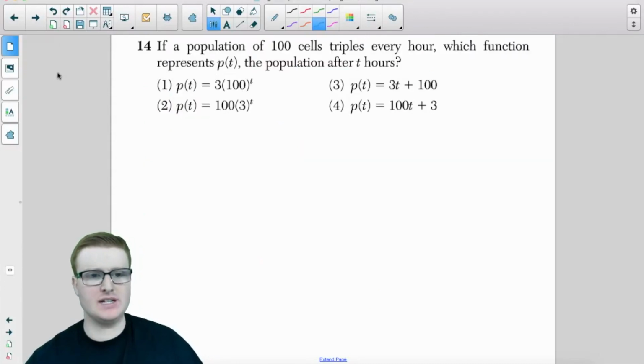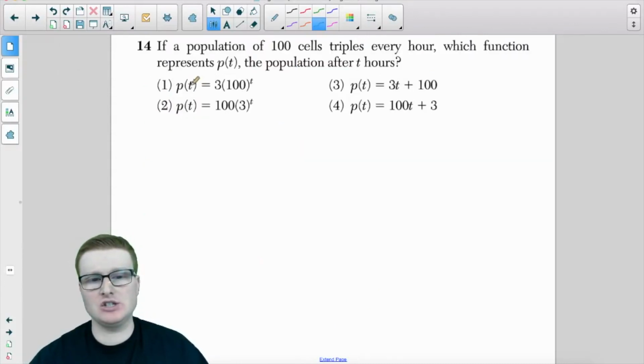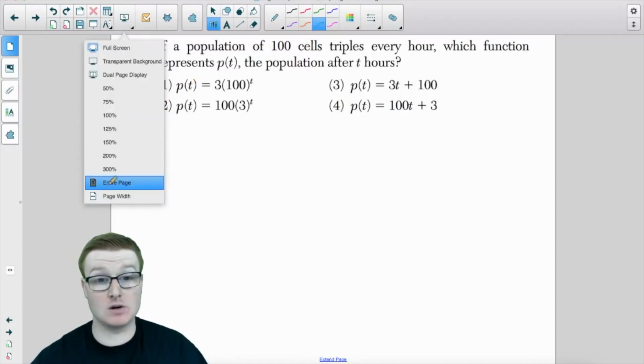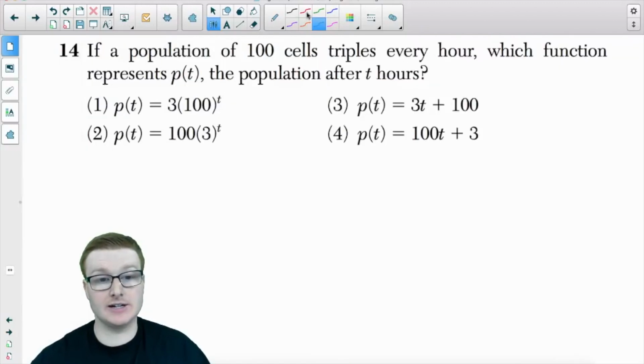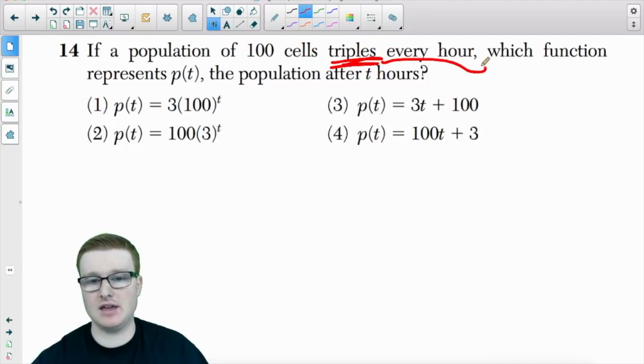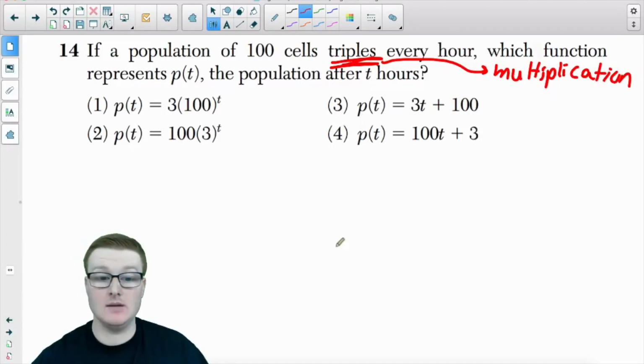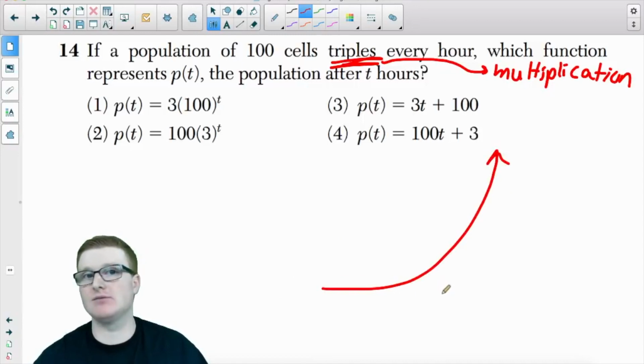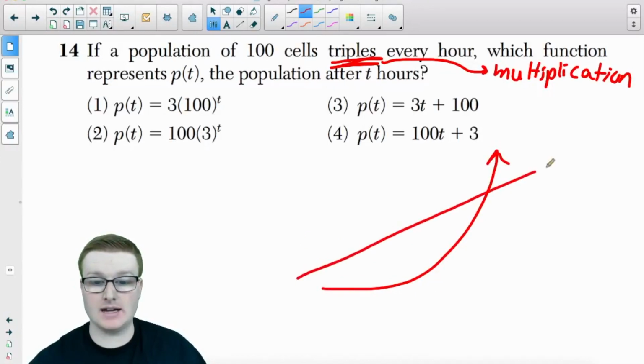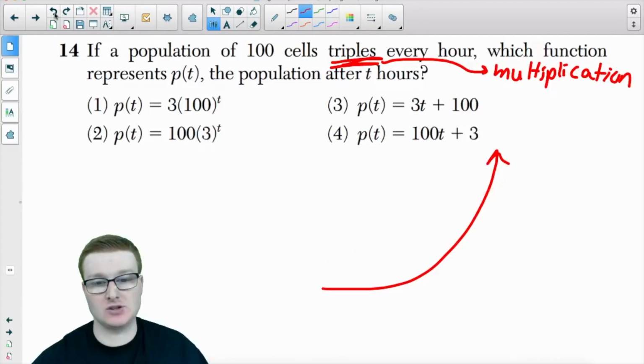Moving on to number 14. If a population of 100 cells triples every hour, which function represents P of t, the population after t hours? So it says here triples. When I hear the word triple, I think of multiplication. So get rid of any answer that shows a line, because the graph has to look something like this. Really, really fast growth. It's not growing at a constant rate like a line. It's got to be exponential growth.